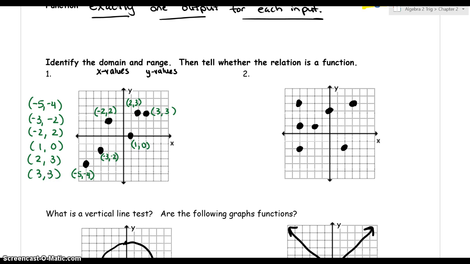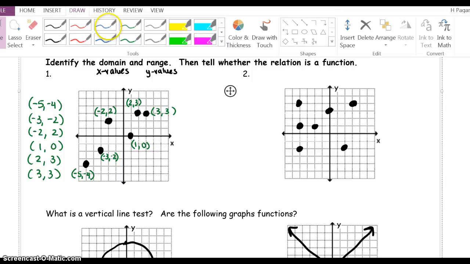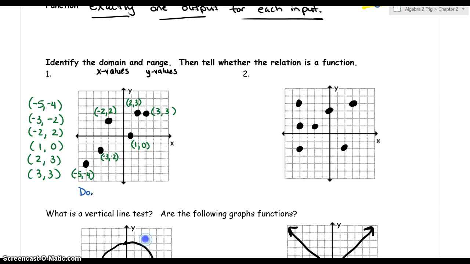What is asked for is to list the domain and range, so let's start that process. We know that the domain is all the x values, so we're going to look for all those x values in the points. We know that they're the first numbers, so we're going to list them. If a value repeats, I don't like to list it twice. So I'm listing -5, -3, -2, 1, 2, and 3, and I do like to write it in increasing order. It's a good strategy. Now let's talk about range.